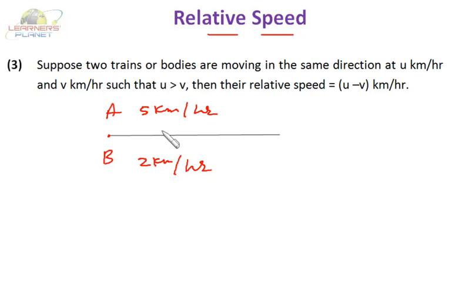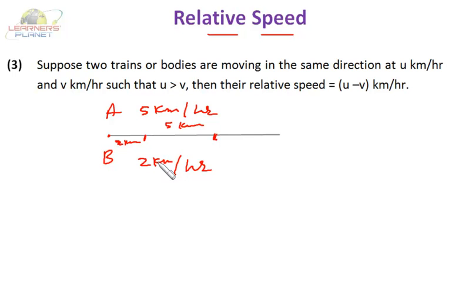Now what would happen, friends? After 1 hour, what will be the situation? Where will be A and where will be B? Since A is walking at 5 kilometer per hour speed, A might have crossed 5 kilometer. Suppose this is 5 kilometer. And since B is walking at 2 kilometer per hour, so after 1 hour, B will be somewhere here. So now what is the difference between these two? It is 3 kilometer. Now how did we get this 3 kilometer? That is the difference between their speeds. So every hour they are getting apart from 3 kilometer.